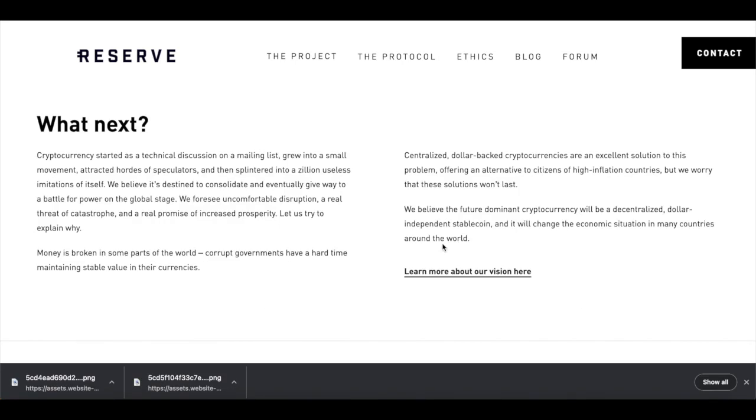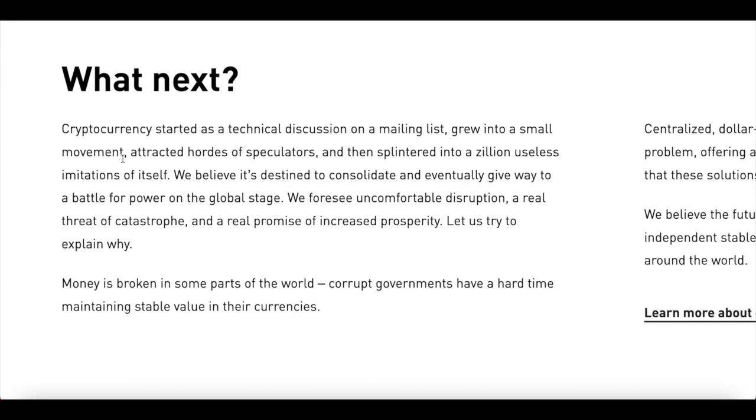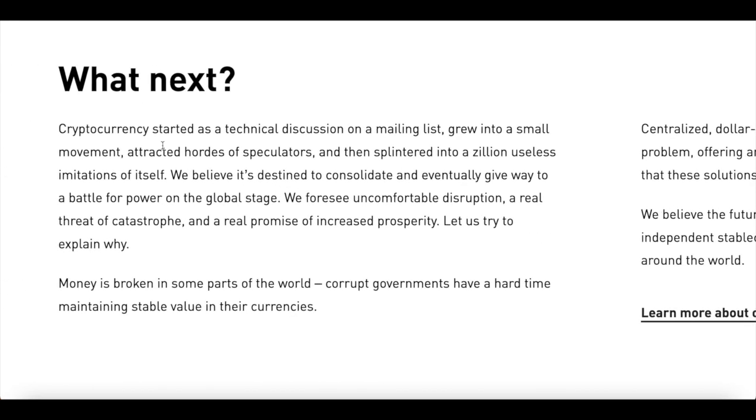Now that you've gotten a basic understanding of what the reserve token is and what the Reserve protocol is exactly, it goes into a little story right here, which I find to be quite interesting. Cryptocurrency started as a technical discussion on mailing lists, grew into a small movement, attracted holders or speculators, and then splintered into a zillion useless imitations of itself. We believe it's destined to consolidate and eventually give way to the battle of power for the global stage.